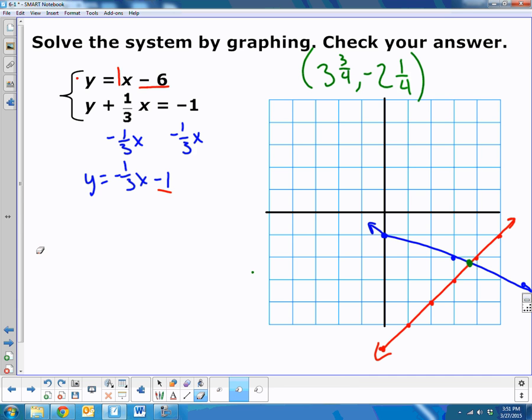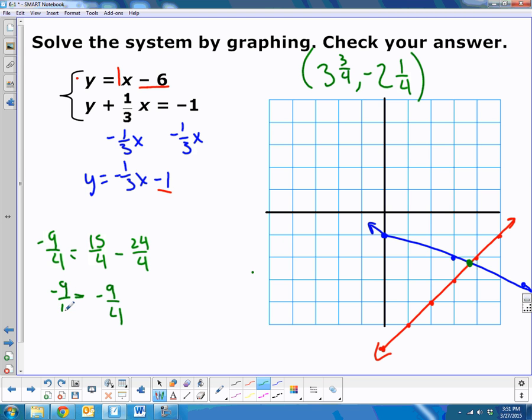I'm actually going to change that into negative 9/4 equals 3 3/4, which I'm going to change as well into 15/4 minus 6. So 15/4 minus 6. Well, let's see, 6 is going to be the same as 24/4. 15 minus 24, negative 9. So negative 9/4, it works.